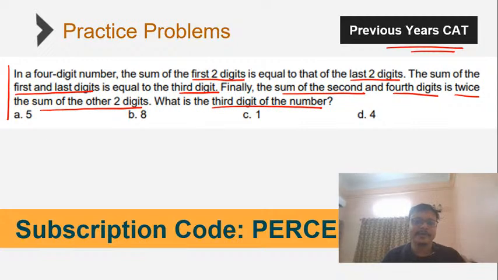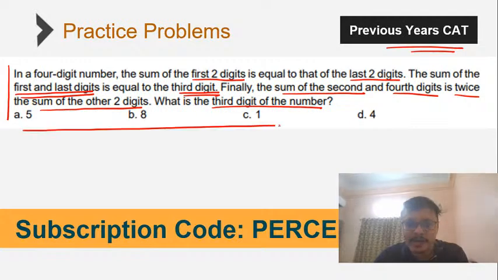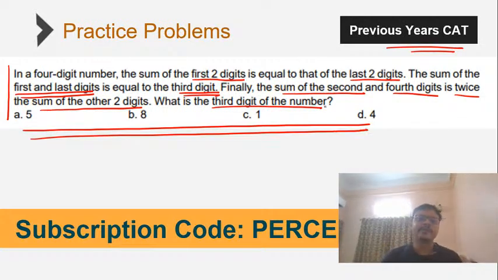So how you need to get the third digit. So what is said about the third digit? The third digit is equal to the sum of the first and the last digits. So just look at the options and see which option is the sum of the 2 other digits. Which digit is the sum of the 2 other digits? Because remember, the third digit is the sum of first and last digits. So which is the sum of the 2 other digits?